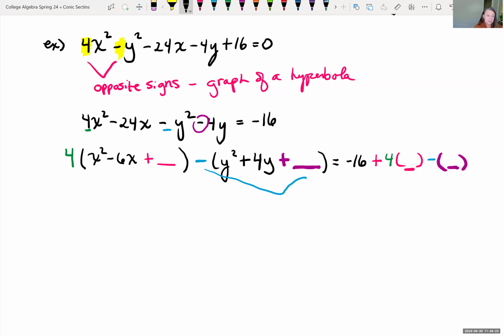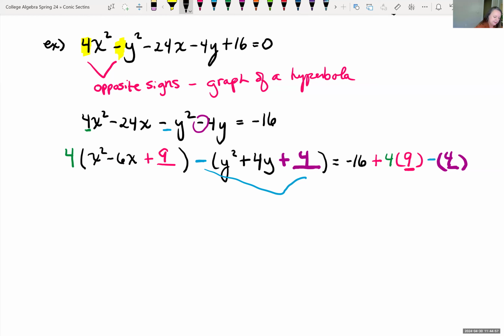So half of -6 is -3, and -3 squared is 9. So I'm going to add 9 to make that a perfect square. Technically, it's 9 times this 4 that I'm adding on the other side to be equivalent of really what I'm adding to both sides of the equation. And this one over here, I'm taking my 4, divide it by 2 is 2, and 2 squared is 4. So I'm really subtracting off minus this 4.